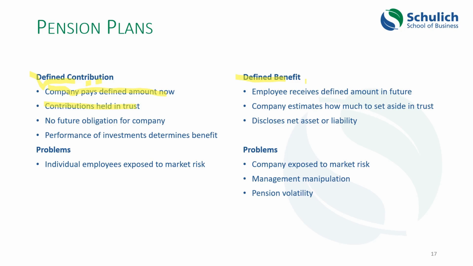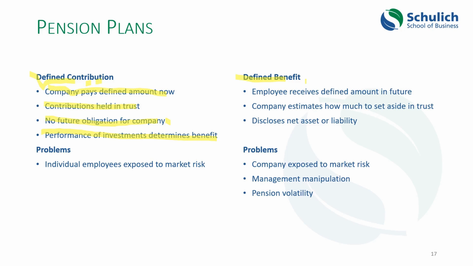But the important thing is that there's no future obligation for the company. The benefit that you're going to get when you retire is determined by the performance of the investments that are made by the trust company. So if the investments are done well, then you're going to end up with a lot of money in your pension plan and your benefit is going to be high when you retire. If the trust company has not done a good job of investing, or if the economy hasn't done well, then the amount of benefit that you get later on is not going to be as good.